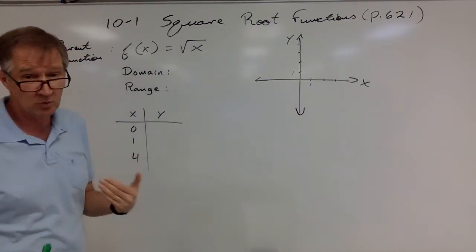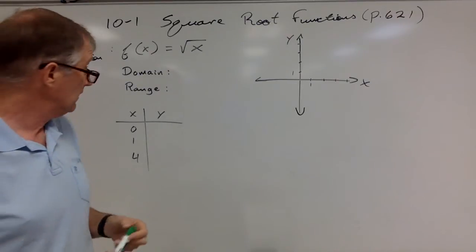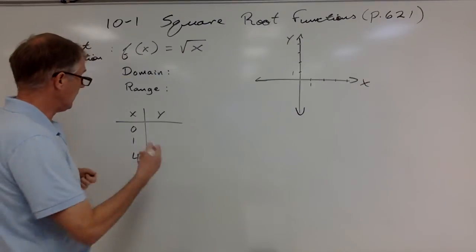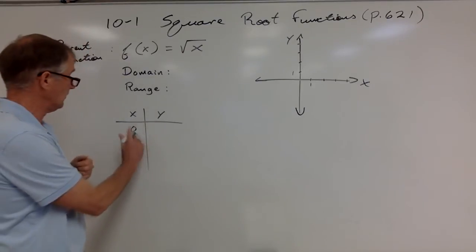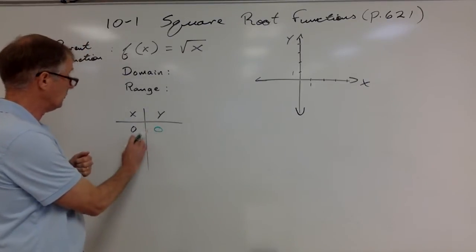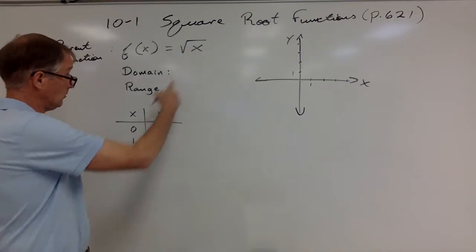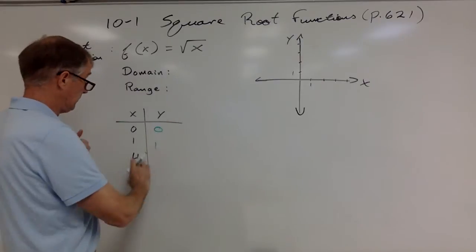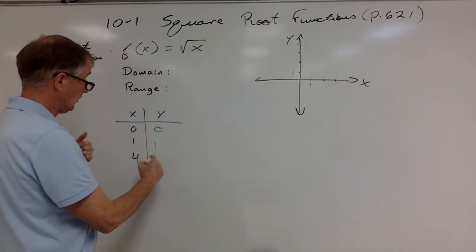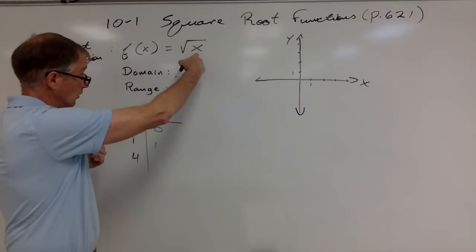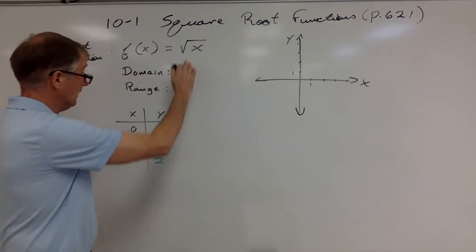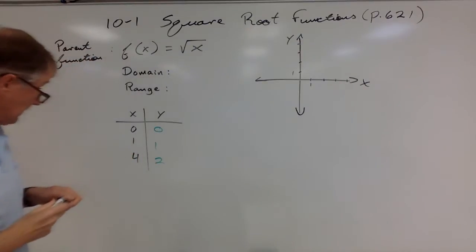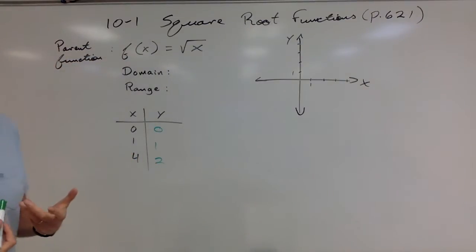The square root of 1 is 1. The square root of 4 is 2. You can take the square root of any positive number. So I wrote down some data right here. The square root of 0 is 0. If I put 1 in for x, the square root of 1 is 1. If I put 4 in for x, the square root of 4 is 2. So when x is equal to 4, y is equal to 2. That's the kind of thing we're looking at with this parent function.